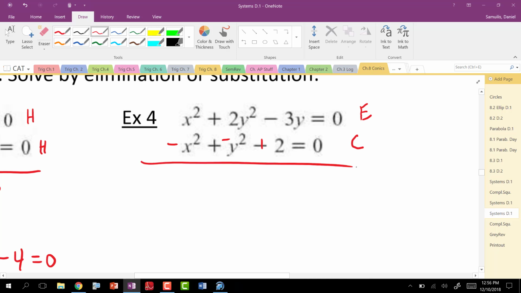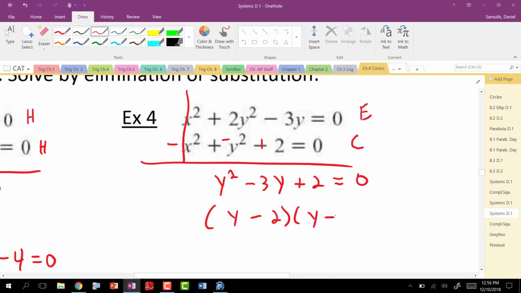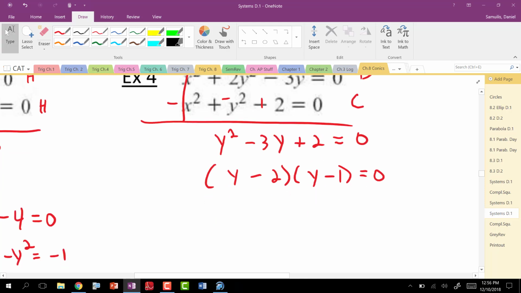And I picked that bottom one because it's nicer, because then this will end up being a positive y squared minus 3y plus 2. Those are not like terms. 0 plus 0, 0. Okay, then you what? Factor. And I'm flying through factoring because I should not have to teach that at this point.